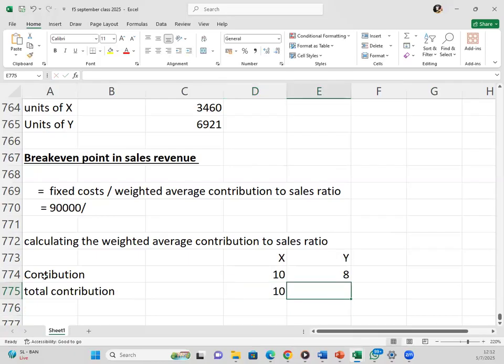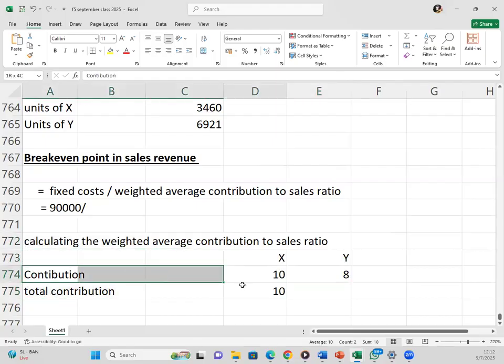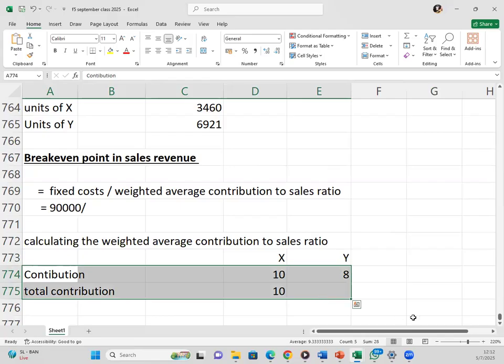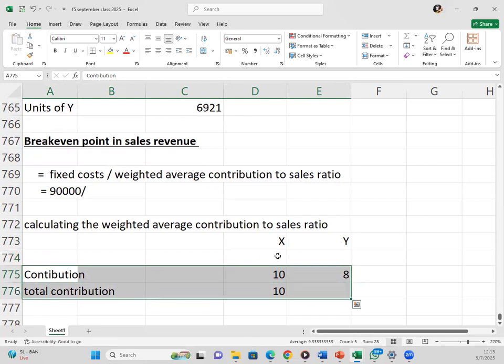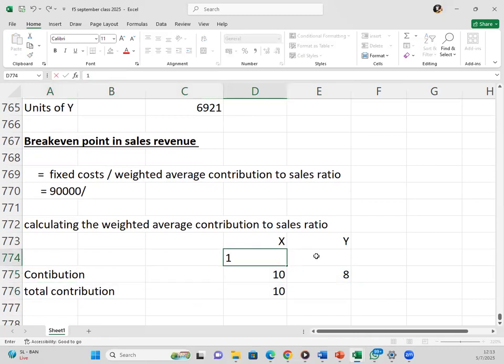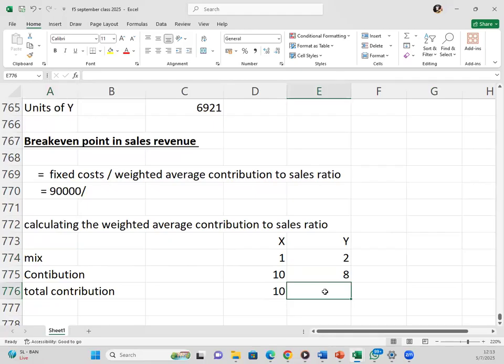So maybe let me drag this and do this. It was 1:2. This is the mix. So 1 times 10, that's 10. 2 times 8, that's 16. The total contribution was 26.